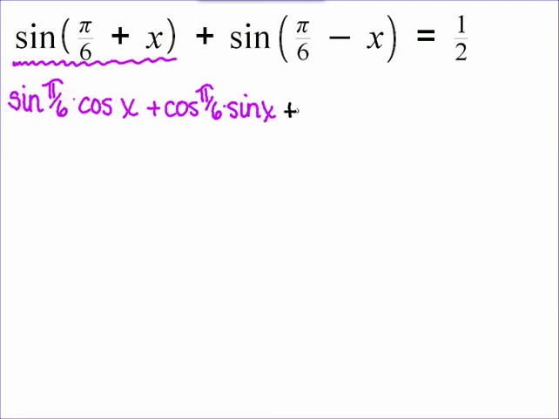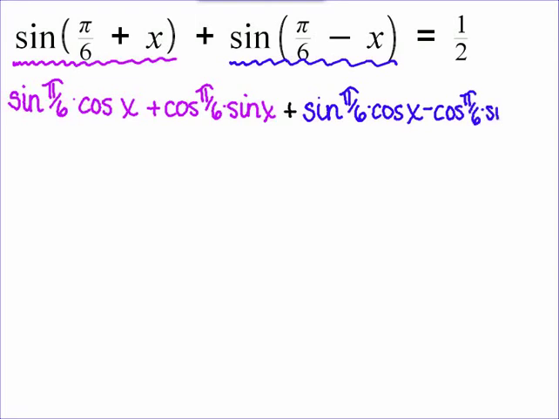Now what I need to do is I need to do the same thing for this one right here. So I'm going to go through the same process. So I end up getting sine of pi over 6 cosine x. What will come next? Minus cosine of pi over 6 sine of x. And that will equal 1/2. So like I said, it's long this way. Now we're going to be able to drop out some things.